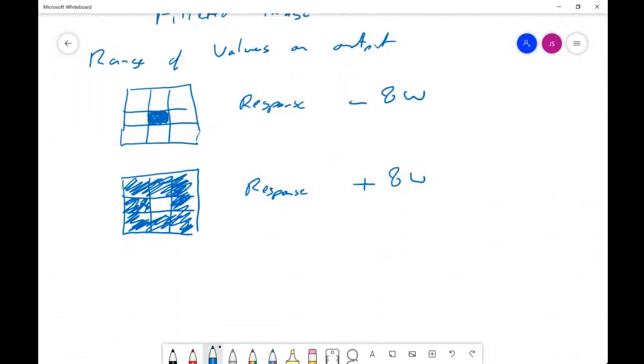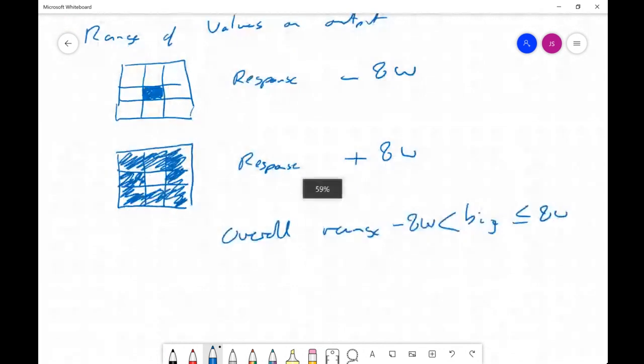So the overall range of the output pixel, let's call it Bij, is greater than or equal to -8W and less than or equal to 8W. So it's got to be normalized, in the same way as the low pass filter image has to be normalized.